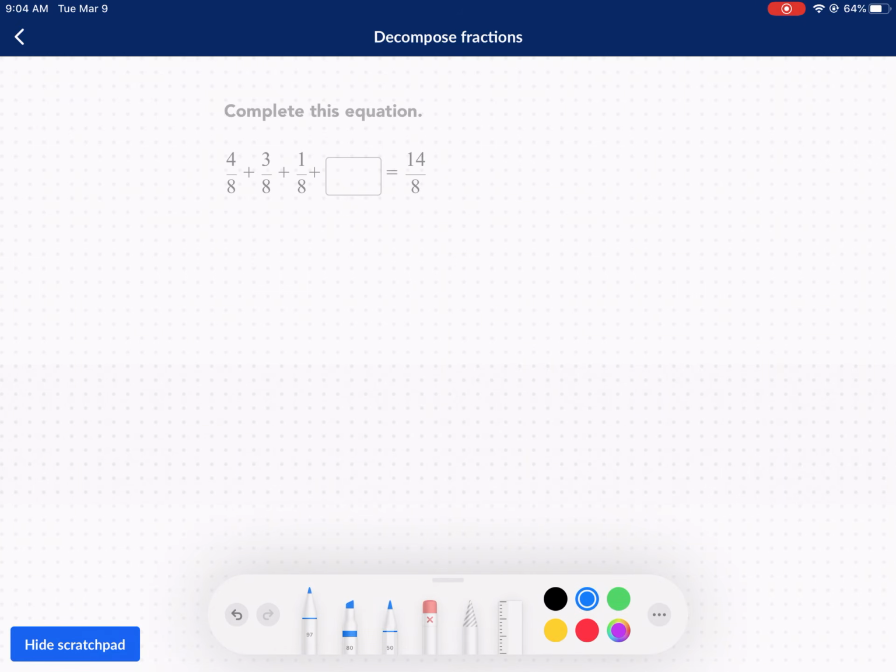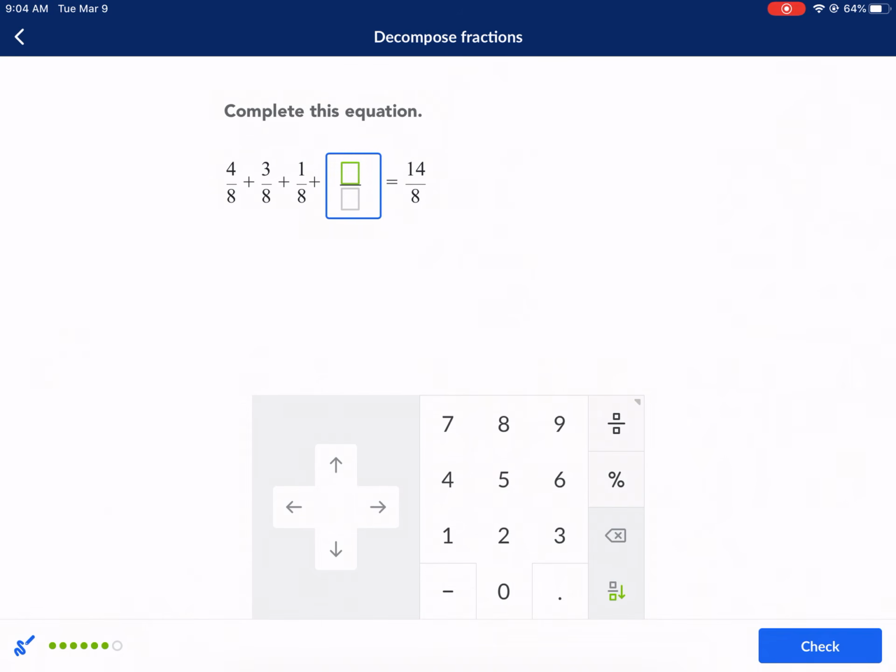Again, we can ignore the denominator because all the denominators are the same. We just have to consider what's in the numerator. So we have 4 plus 3 plus 1 plus x equals 14. So we have 4 plus 3 plus 1 is 8, plus x equals 14. We're going to subtract 8 from both sides. We get x equals 6. So 6 over 8. And we can check that by doing 6 plus 4 plus 3 plus 1 is 14. And then we keep the denominator the same, 8. So 6 over 8.